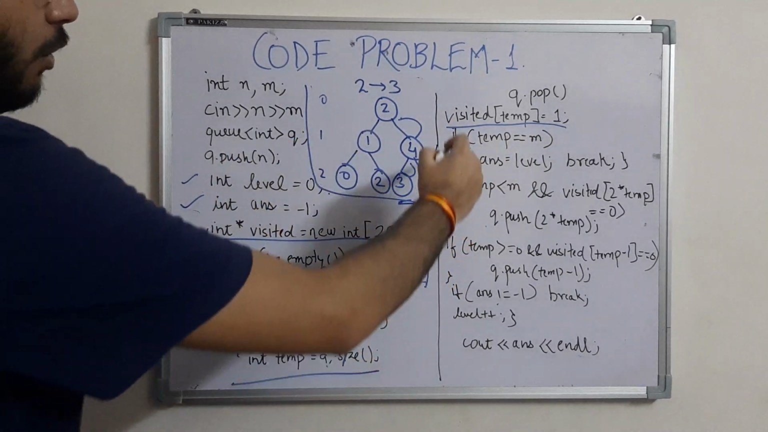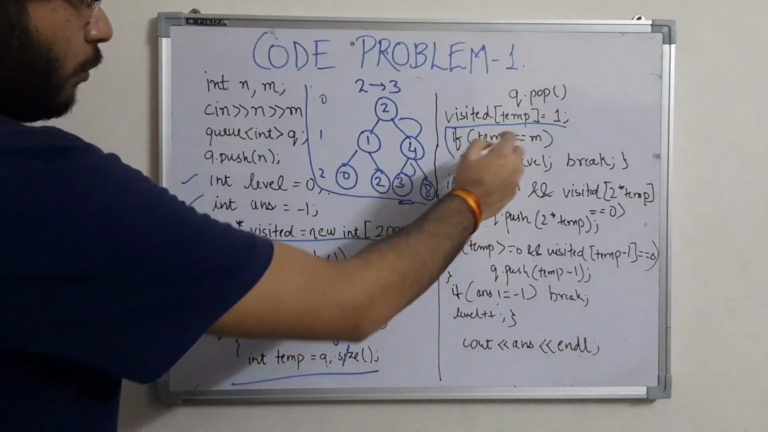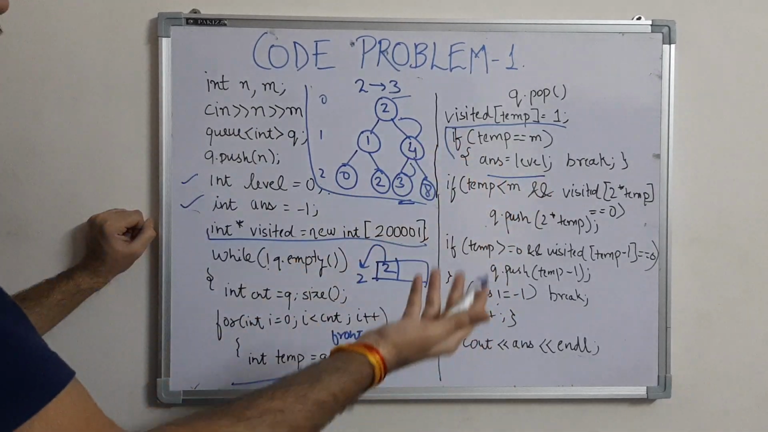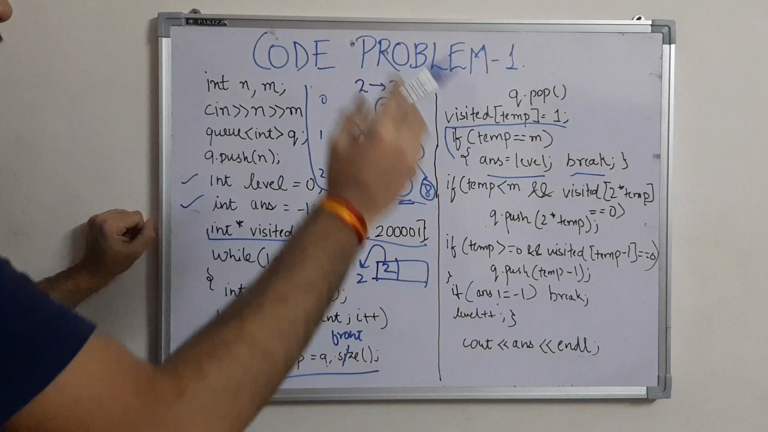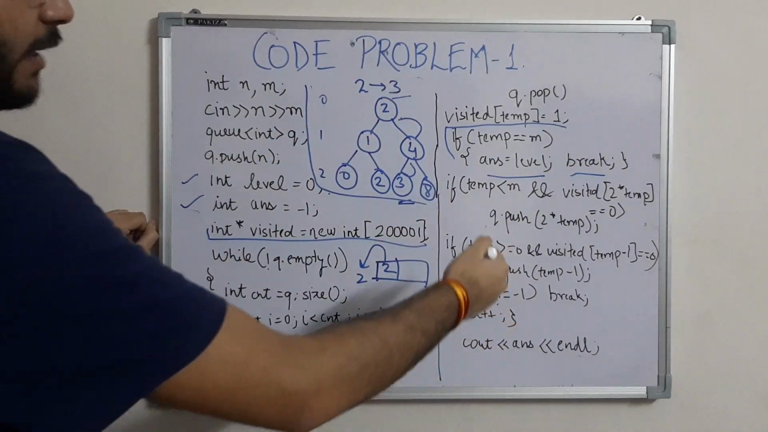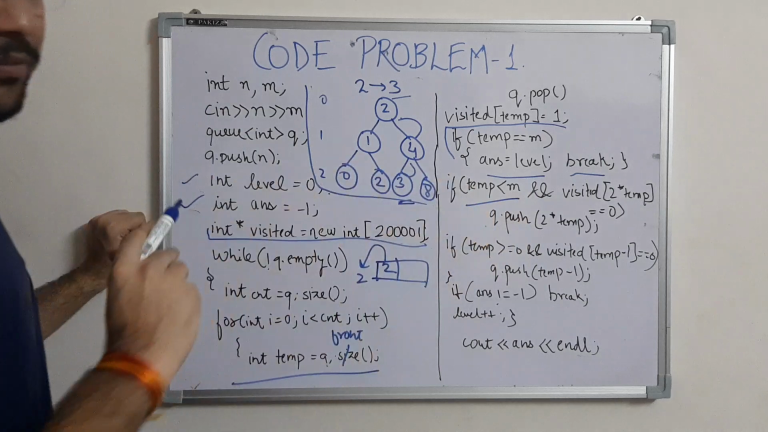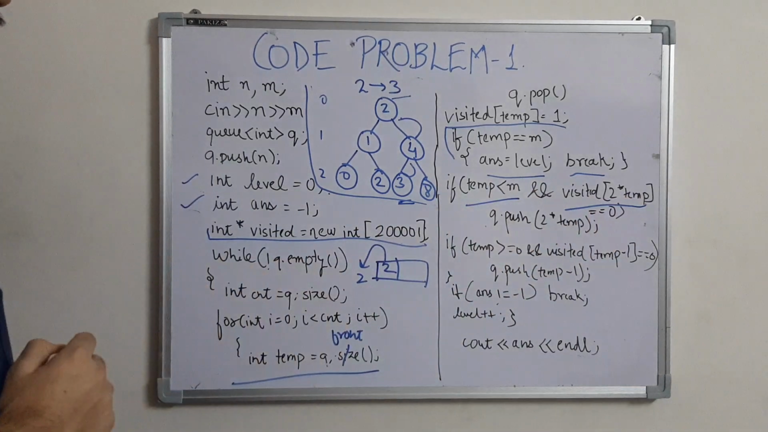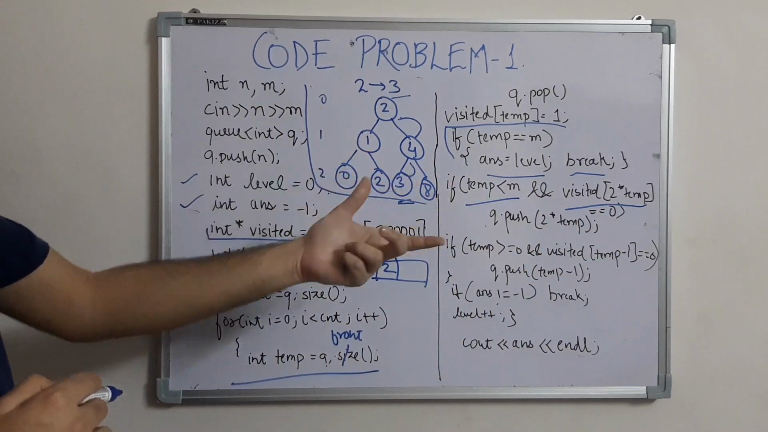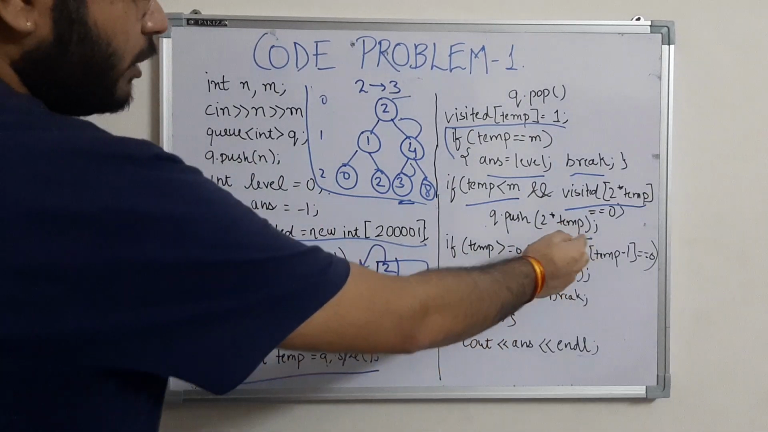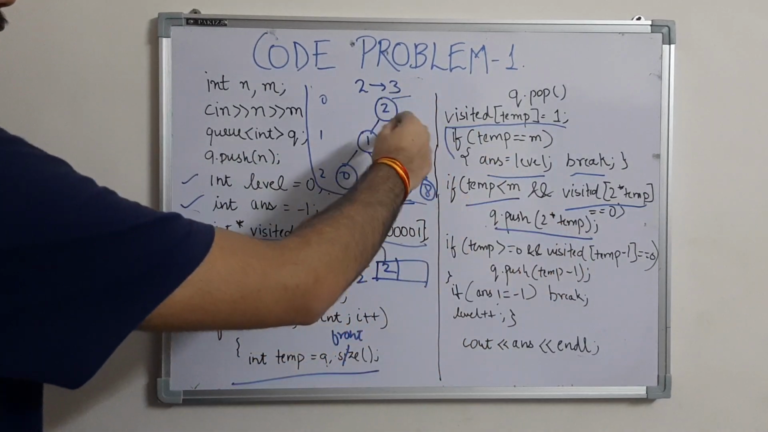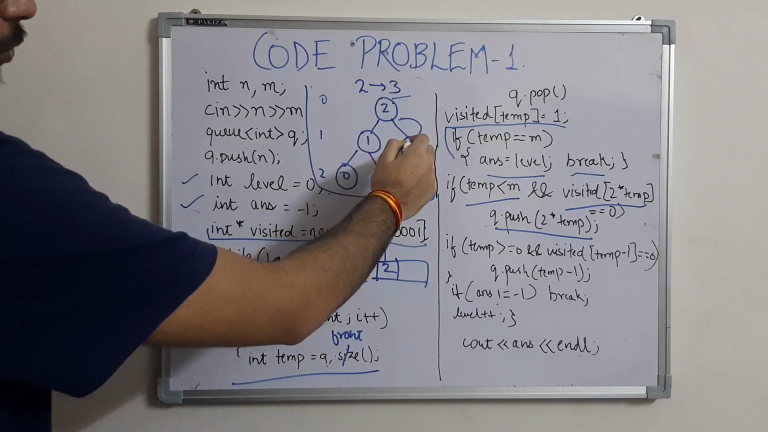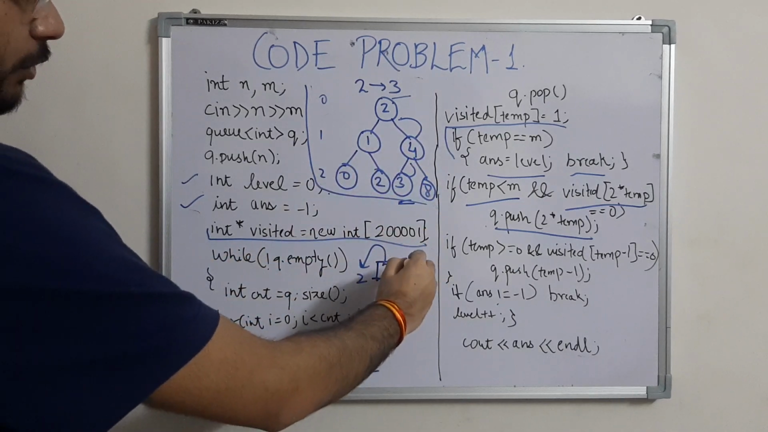Now we got 2. Now if the particular value which is popped out is equal to m, then we got the answer. So the answer will be the level that we are on, and then we'll break out from that loop. If that particular value is not m, then we'll check if the value is less than m, and if 2 into temp is visited or not. So if its double value is visited or not. If it is not visited, then we'll push 2 into temp into the queue, so that we can form one particular node of that value. For example, 2 into 2 is 4, so 4 is not visited, so we'll push that value into the queue.